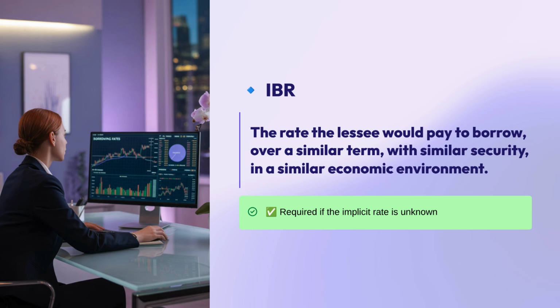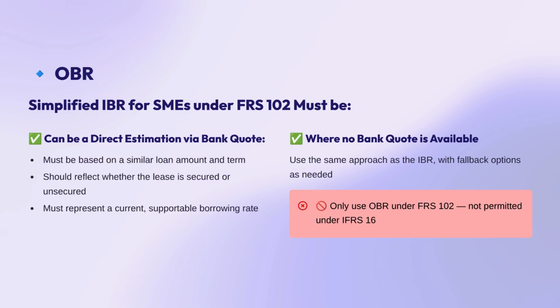Under FRS 102, the obtainable borrowing rate incorporates flexibility to allow a simplified method for small entities. It should still be realistic and based on the lessee's circumstances, but may be determined using proportionate inputs, such as a bank quote. Be mindful, the bank quote should be based on a comparable loan amount and term, reflecting the appropriate security, secured or unsecured, and represent a current supportable rate.